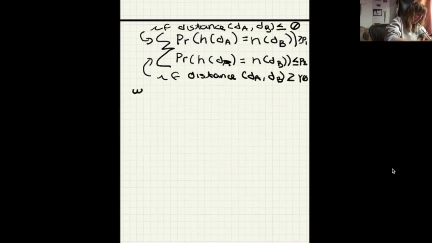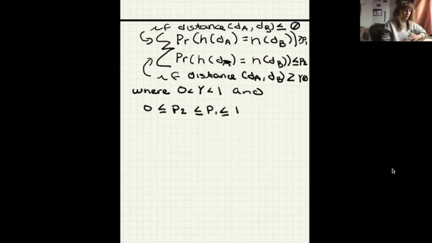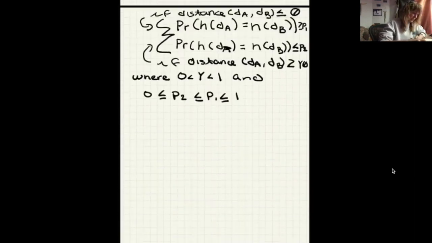More formally, this is going to be where 0 is less than or equal to gamma, which is less than 1, with probabilities p1 and p2. So it's a pretty intuitive definition. We're basically saying that we would like our hashes to produce really similar outputs. I'll leave that on the screen.